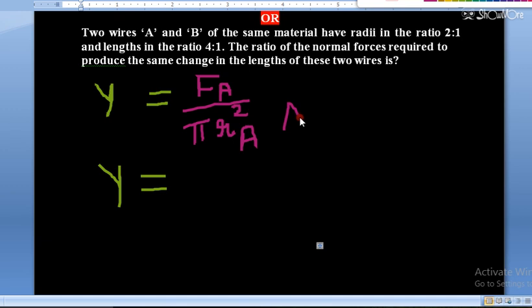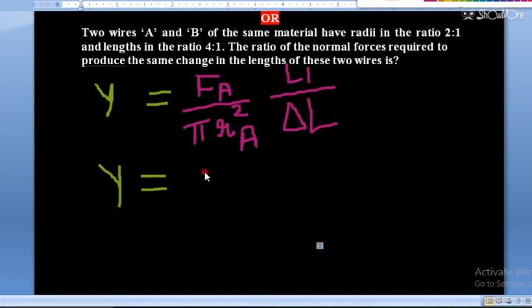Now he is saying produce the same change, so that means delta L will be same, but delta L by original length, that is L1. Delta L is same, elongation is same. Suppose one wire is 10 centimeter, one wire is 20 centimeter, but in both the wires the change in length is same. That means delta L is same. Means if I have to stretch the 10 centimeter wire by 1 centimeter, then I have to stretch the 20 centimeter wire by 1 centimeter also. That means delta L is same, L1 and L2 are different.